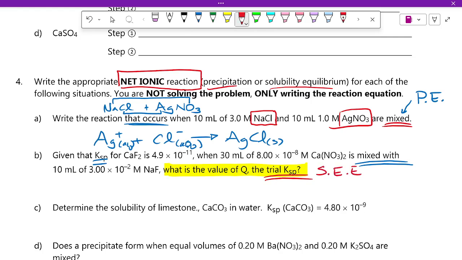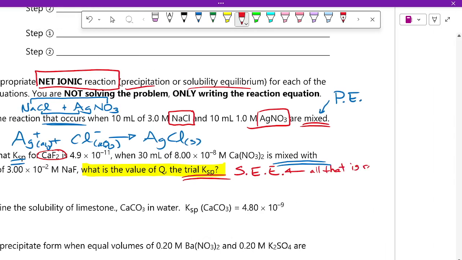See. Someone in the other class asked me, shouldn't I be writing the precipitation equation first? You absolutely can if you want to, if it helps your brain, but you don't have to in a situation like this because they have already told you what the precipitate will be. It will be the calcium fluoride. So it is possible for this one. The C is all that is required. But you could write the PE if it helps you.